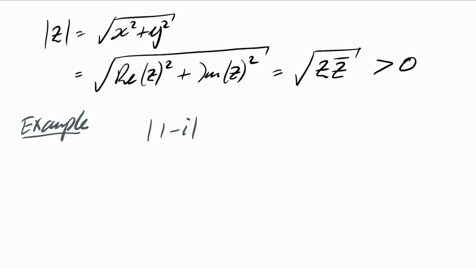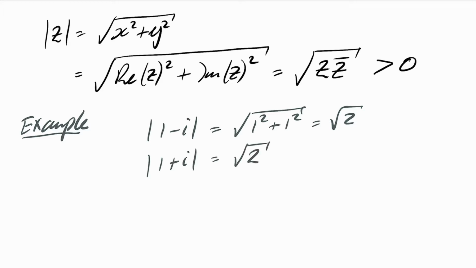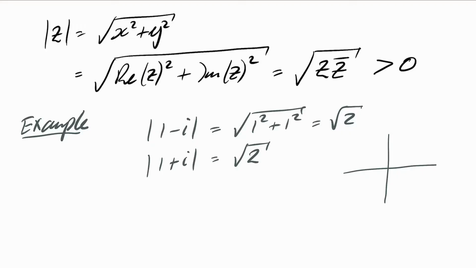So if we want the absolute value of 1 minus i, this is the square root of 2, and that's the same as the modulus of 1 plus i. Quickly just note where they are in the complex plane. It's always useful to have a quick drawing to go with any complex number you see. 1 minus i is down here, 1 plus i is up here. Those are conjugates of each other. Note that the modulus of i is the square root of 0 squared plus 1 squared, so that's just equal to 1. The distance from i to the origin is 1 unit.